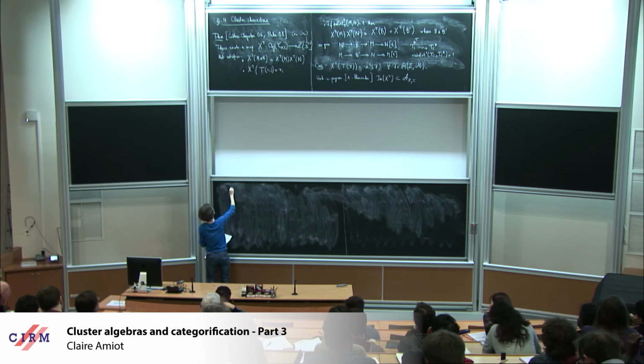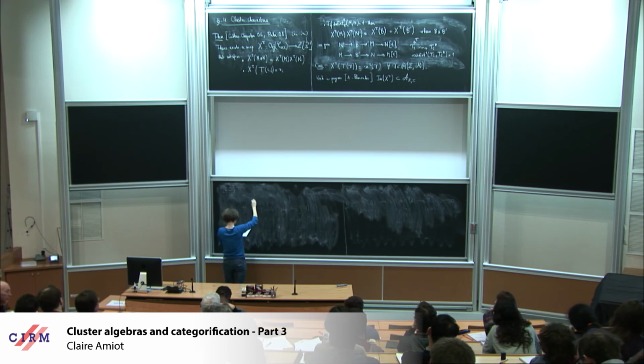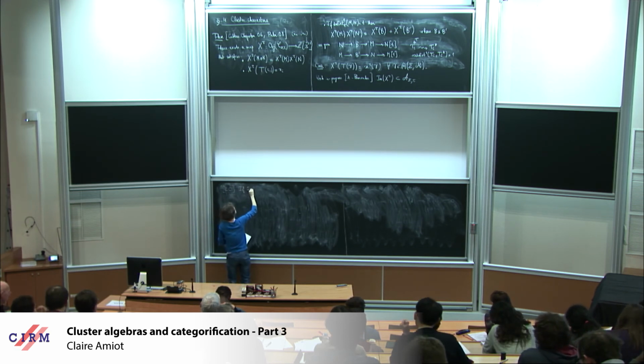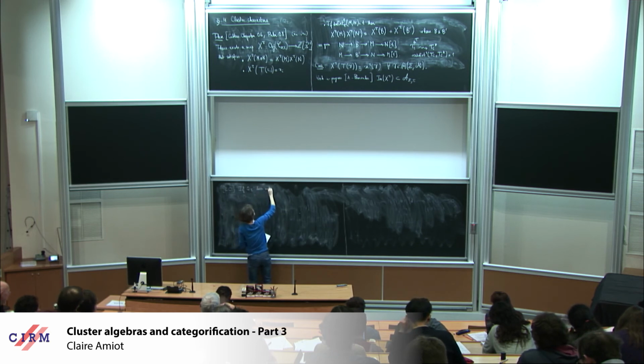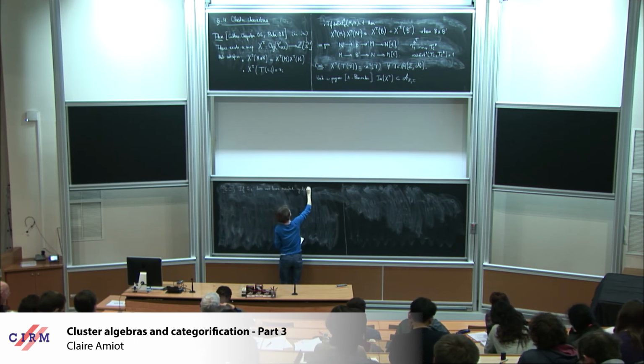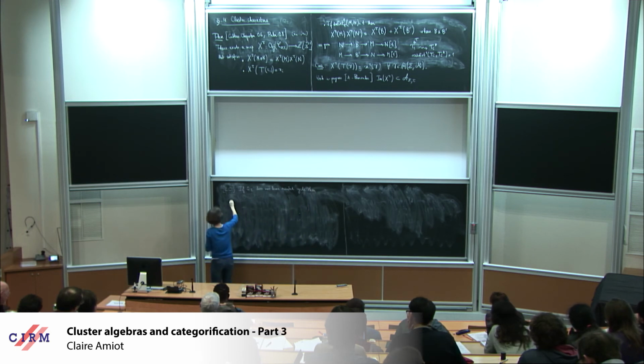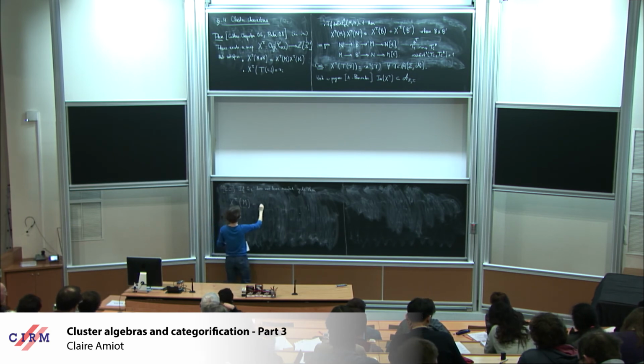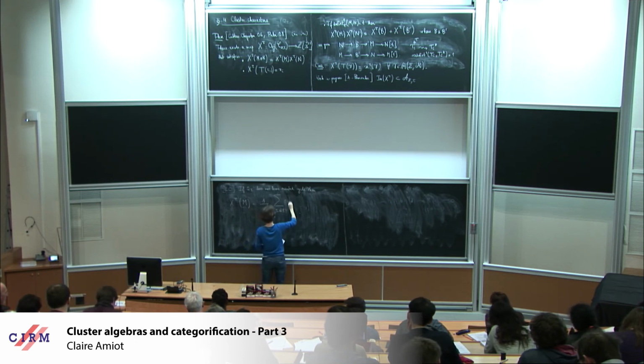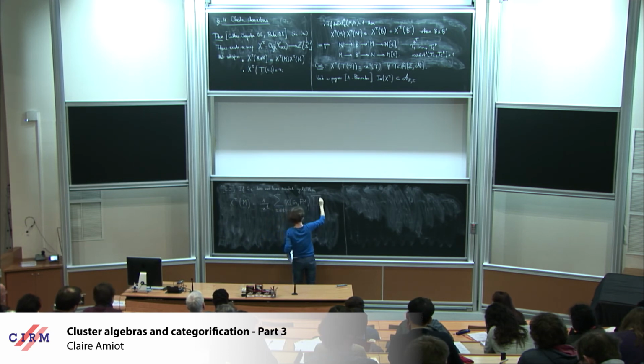Okay, so the formula is due to Calderon-Chapoton. If Q tau does not have an oriented cycle, then x tau of an object M is given by the following formula. I will explain it in a minute. So it's a complicated formula.